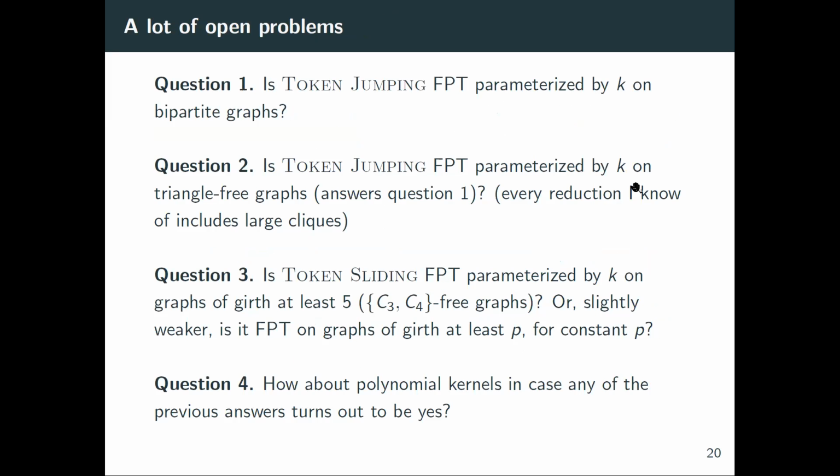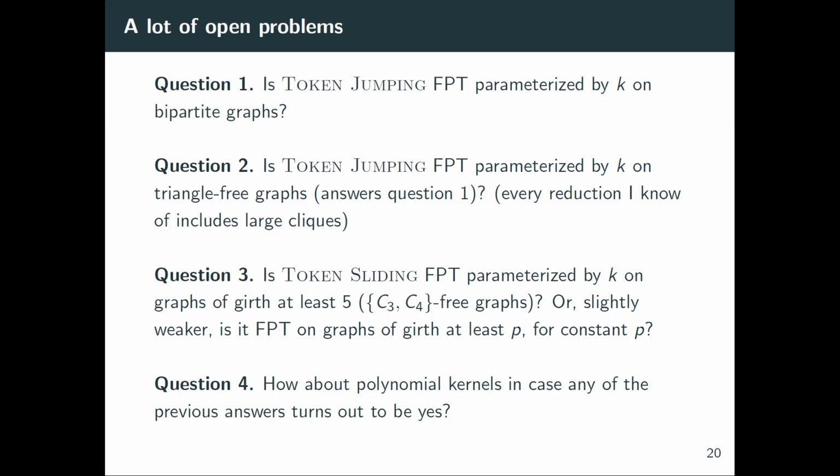So lots of open problems. The first and obvious one is, is token jumping FPT parameterized by K on bipartite graphs? That was the initial question that we set out to answer and couldn't. So that remains open.